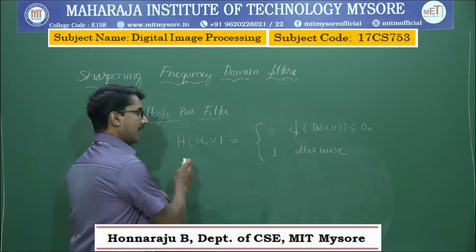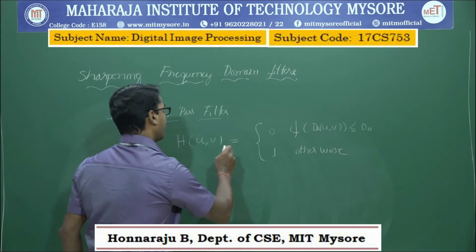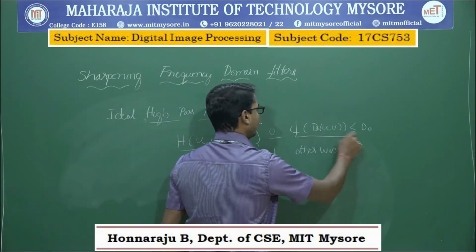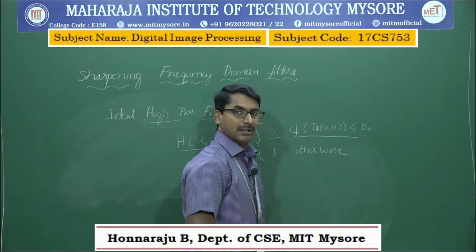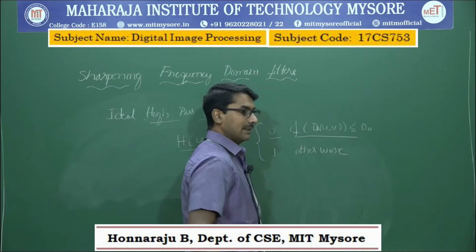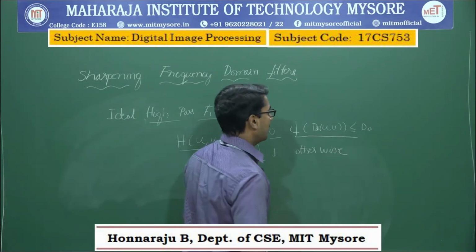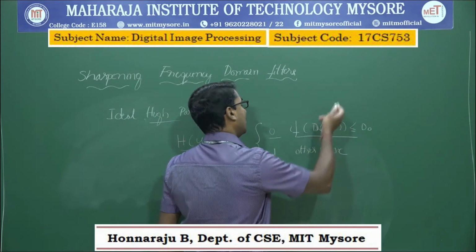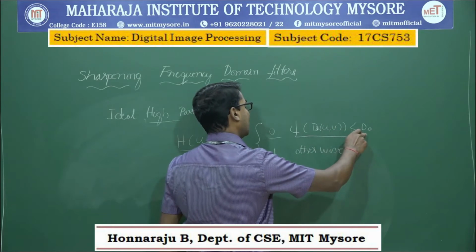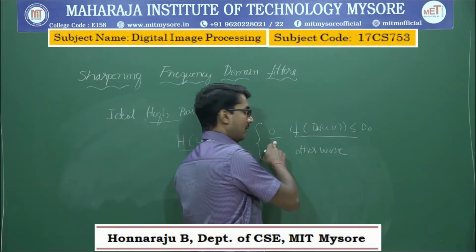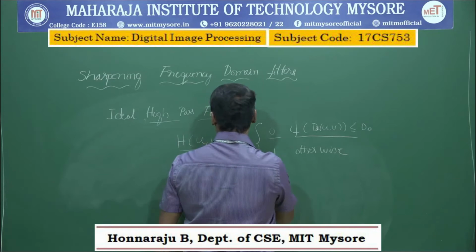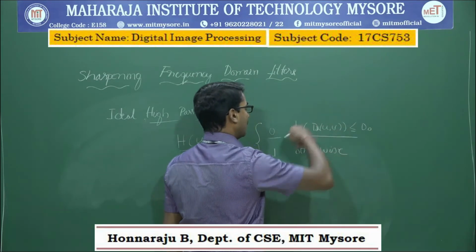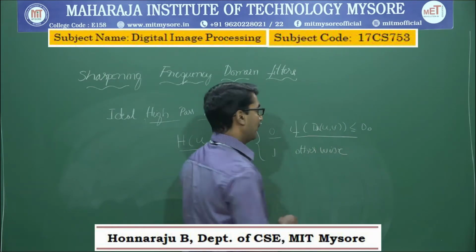So, in the ideal high pass filter, H of u comma v is equal to 0 if the distance value is less than D naught. In the ideal low pass filter, if D of u comma v is less than D0, that becomes 1. But in the case of the ideal high pass filter, if the distance value is less than D0, then it becomes 0, otherwise 1.